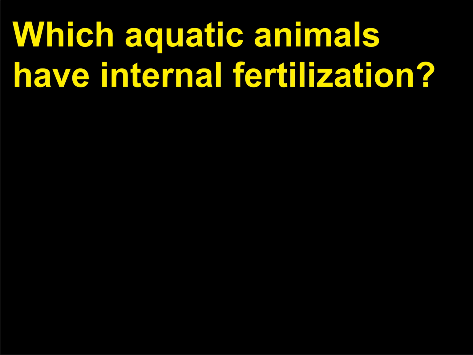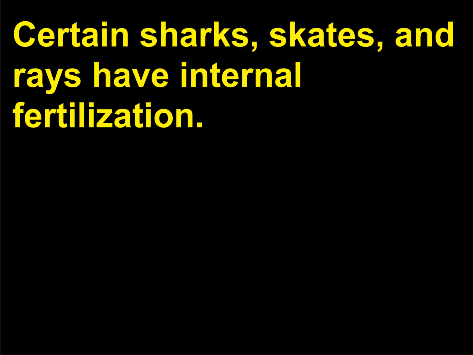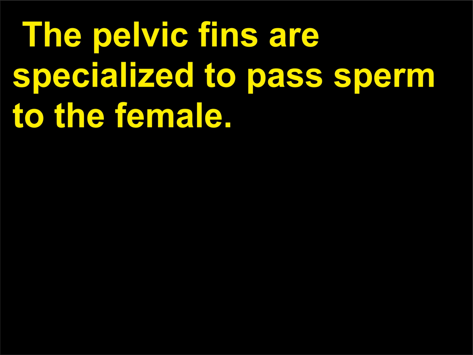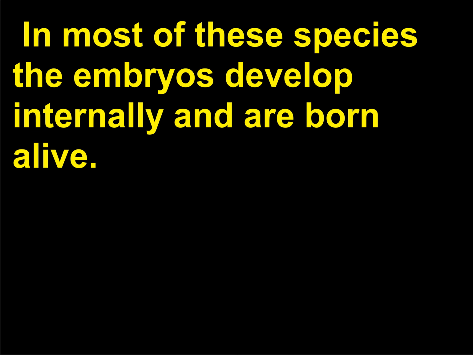Which aquatic animals have internal fertilization? Certain sharks, skates, and rays have internal fertilization. The pelvic fins are specialized to pass sperm to the female. In most of these species, the embryos develop internally and are born alive.